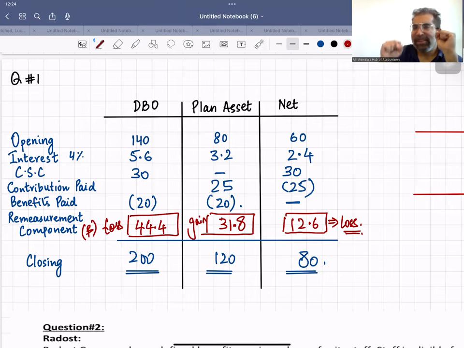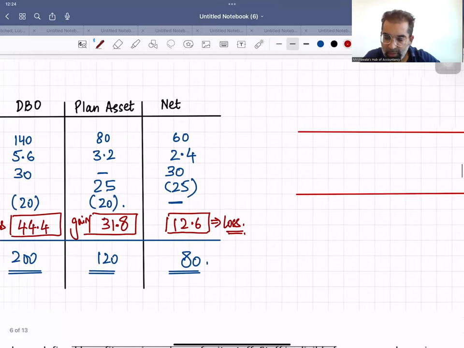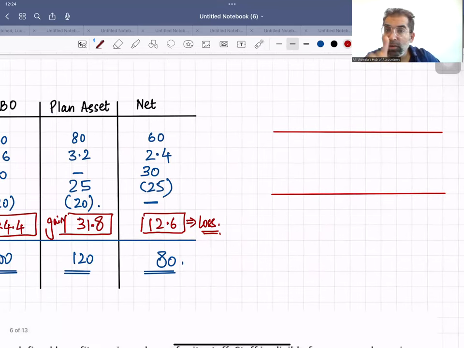Now, one very interesting thing. Whenever you end such a practical question, you can verify whether you are doing right or wrong. There is a double entry you can make using the net column only.